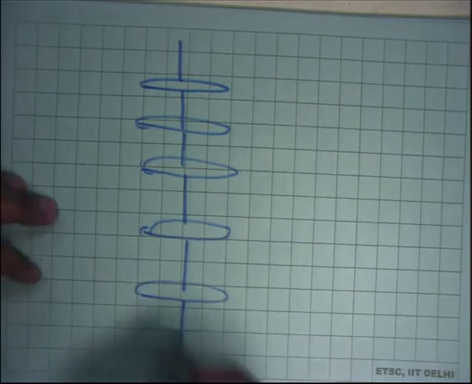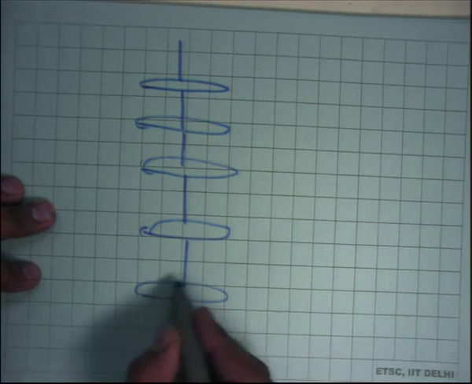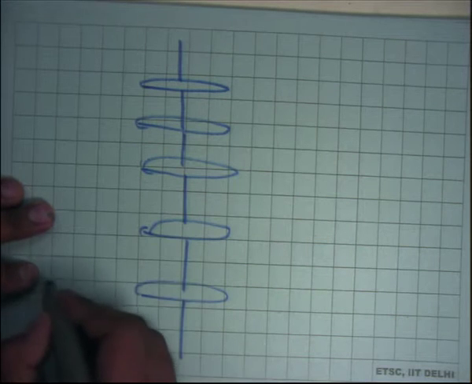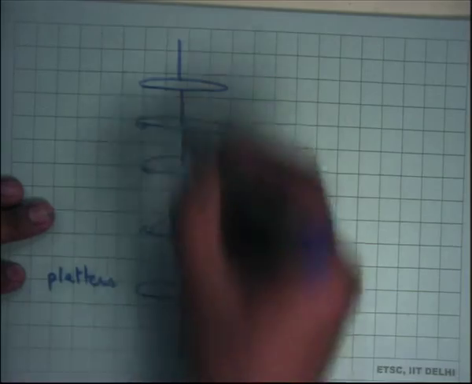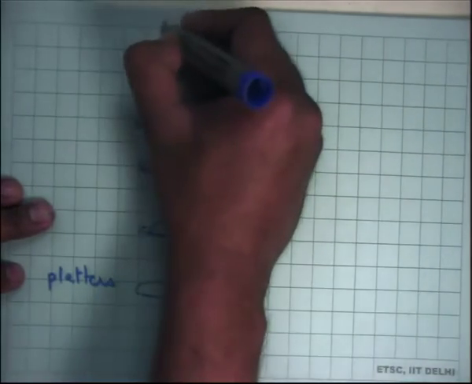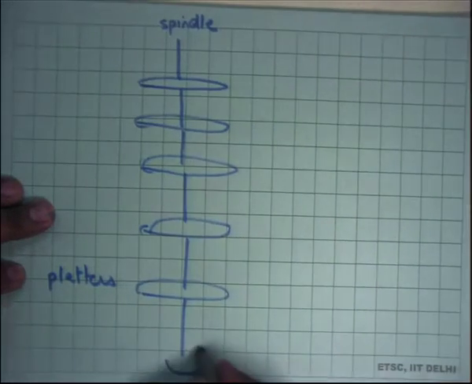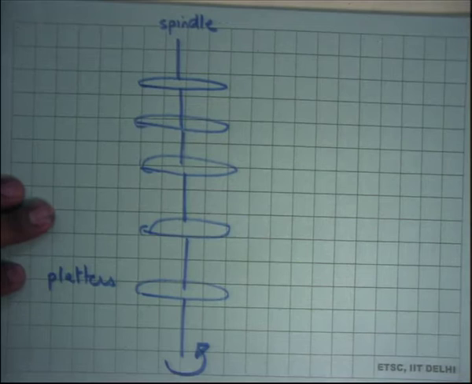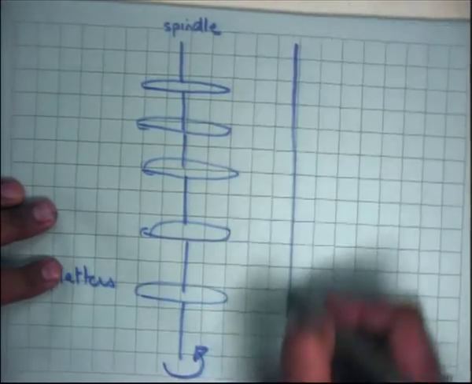Right. So these circular plates are what's called platters. This axis is called the spindle, and the spindle is the axis of rotation. So it just rotates, and it rotates at a high speed, and then there's what's called a disk head.